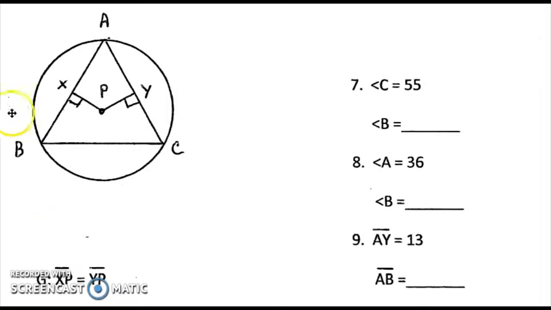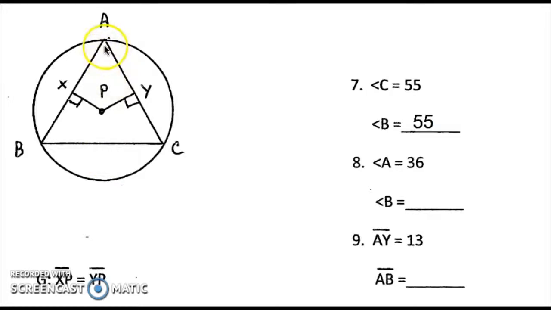Number 7, we have a triangle inscribed in a circle. We have angle C is 55. Now, in this type of situation, we have AB equaling AC, which means angle C is going to be equal to the angle B. So that means angle B is also going to be 55. Because remember, in an isosceles triangle, angles across from congruent sides are equal. So these two are equal. The angles across from them are equal. So that's B and C. To find A, A is 36.